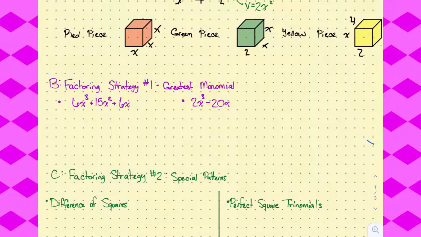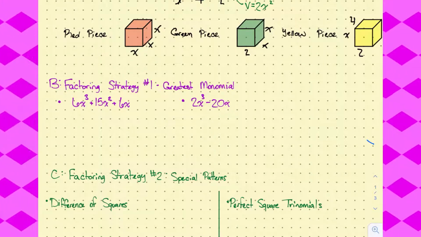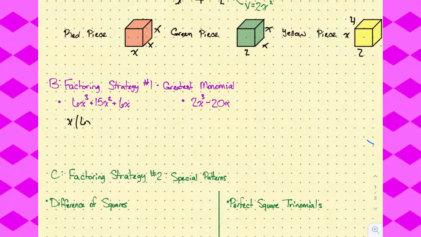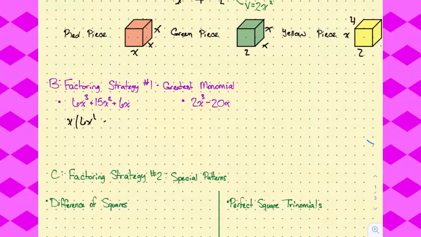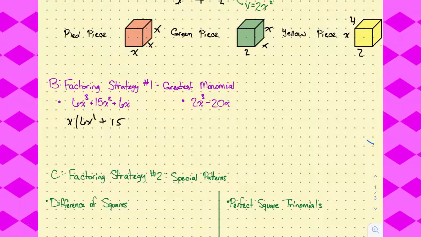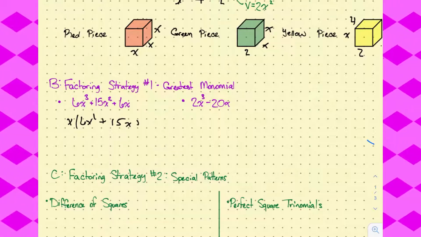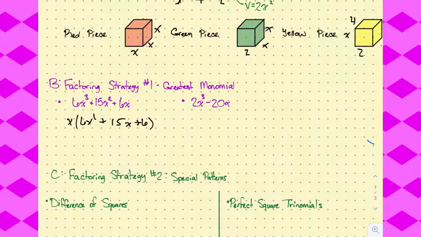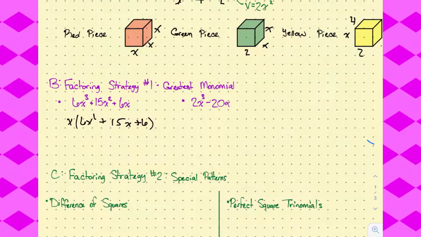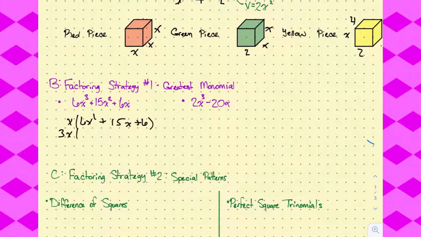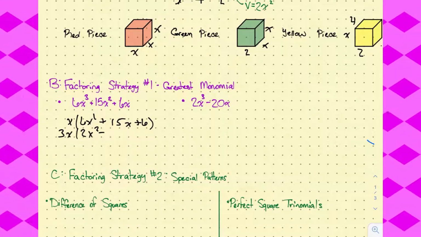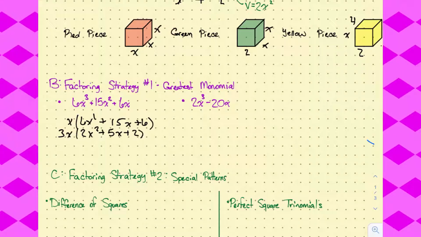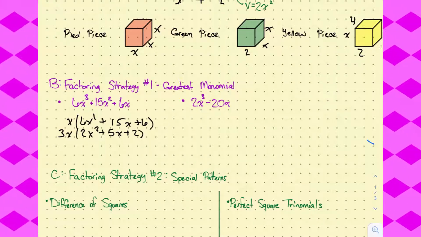If we look at this first example, one of the first things to note is that each term is divisible by x. So I can factor an x out, leaving me with 6x squared plus 15x plus 6. But I'm not quite done yet, because each of these terms is still divisible by 3. So now we have 3x times 2x squared plus 5x plus 2.